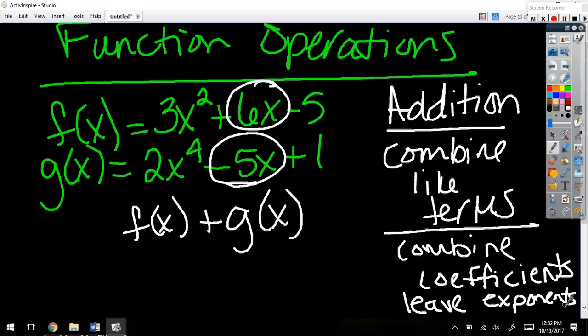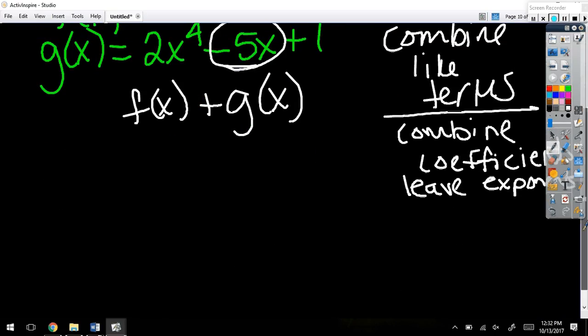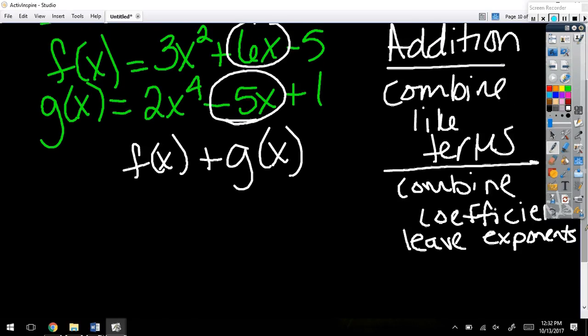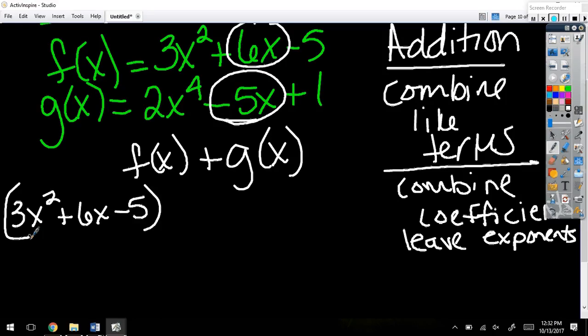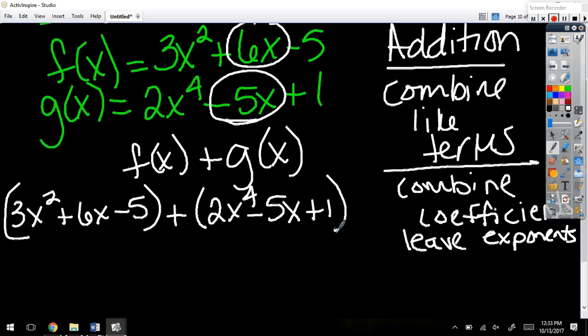So looking here, if I did 3x squared plus 6x minus 5, and I'm going to put it in parentheses so you can see the difference in the functions here, plus 2x to the 4th minus 5x plus 1. Am I going too fast? Okay, I'll slow down a second. Always start with your biggest exponent, because good math form is to have it in standard form anyway and have your exponents descending, okay? So start with the biggest.